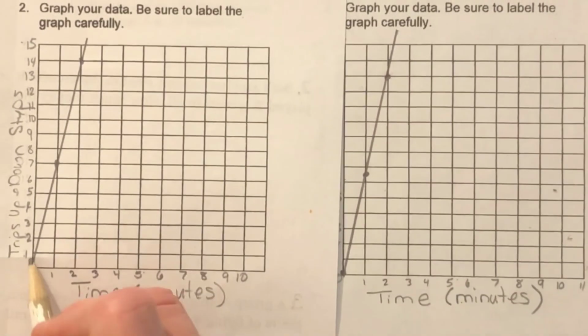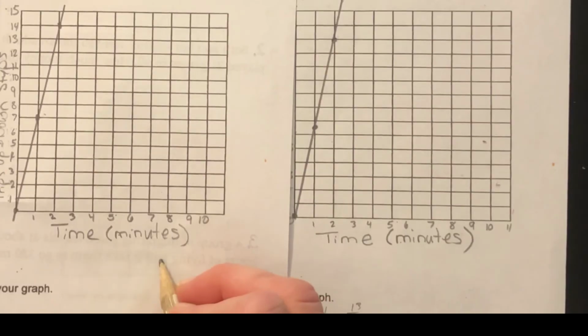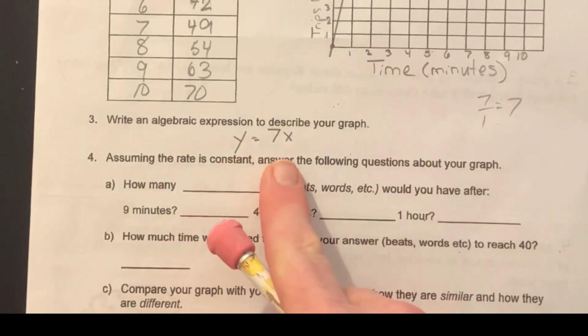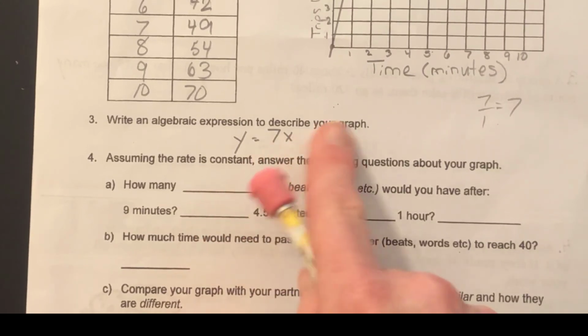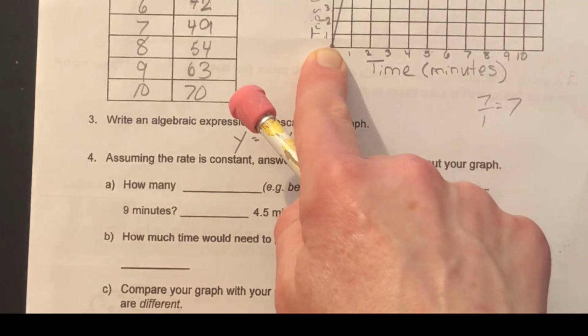Her slope would be 1, 2, 3, 4, 5, 6, 7 over 1. Her slope would be 7 over 1. Her slope is 7, whereas my slope is 6.5. In fact, look at her equation. y equals 7x. That's the slope, 7. There is no constant because the origin is where it meets the y-axis.